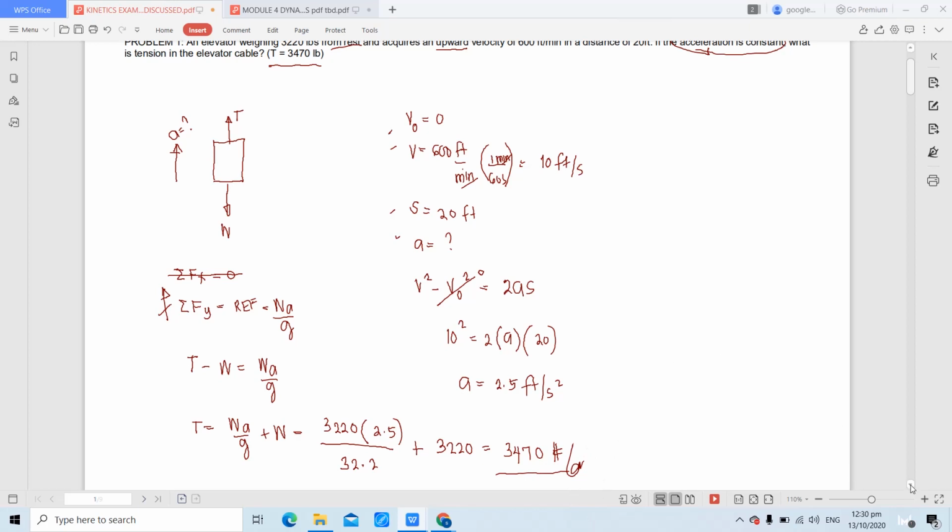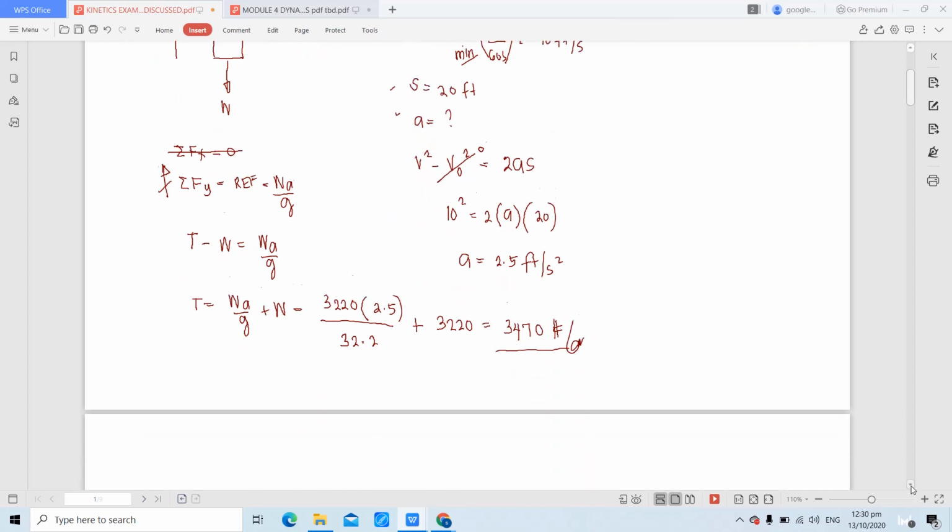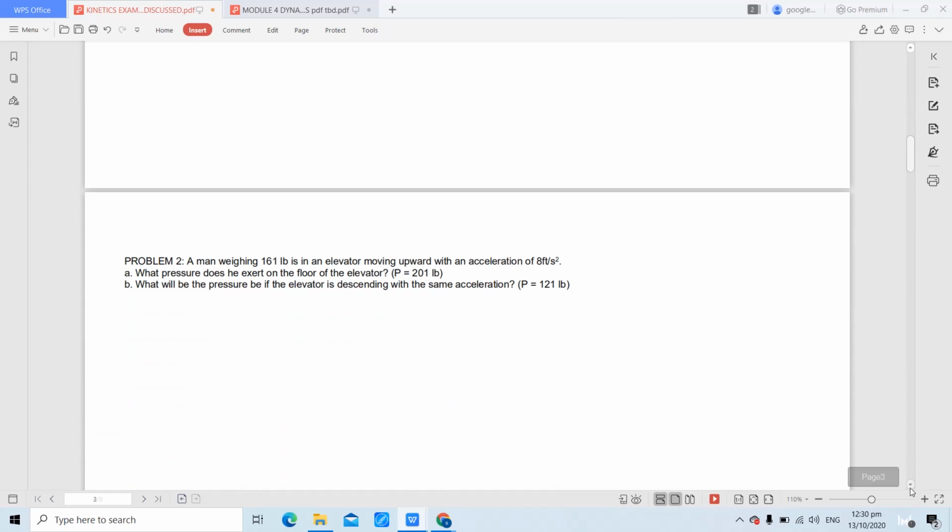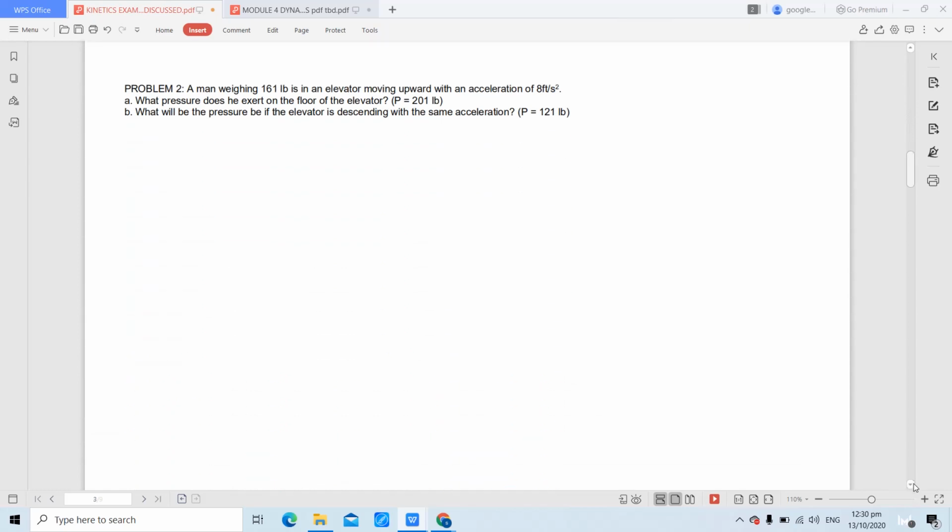So, let's take another example. We have here problem number 2. A man weighing 161 pounds is in an elevator moving upward. So, the motion is specified already, with an acceleration of 8 feet per second squared. What pressure does he exert on the floor of the elevator? And then what will be the pressure B if the elevator is going downward with the same acceleration, which is 8? So, letter A first.